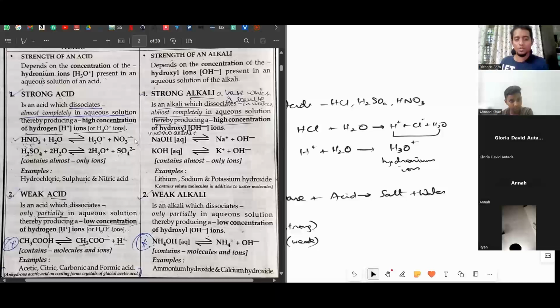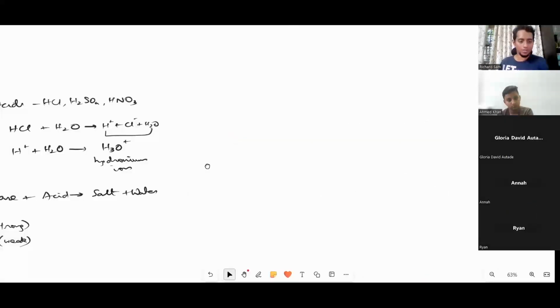So you just have to remember what the strong acids and the strong alkalis are, because that's what we do all reactions with. How many strong acids do we have? Three. How many strong alkalis do we have? Two. Which are the two? NaOH and KOH.